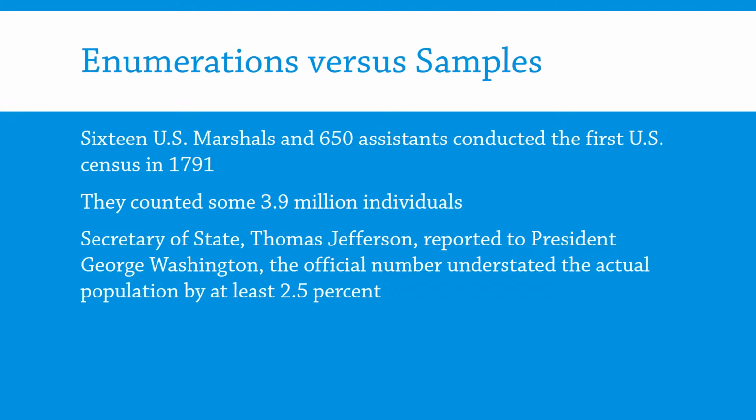So what is the difference between enumeration versus sample? Well, if we go back in time, there were 16 U.S. Marshals and 650 assistants that went out and conducted the first U.S. Census in 1791. And they counted what was estimated to be 3.9 million people. At that time, Secretary of State Thomas Jefferson reported to President George Washington that the official number understated the actual population by at least 2.5%.